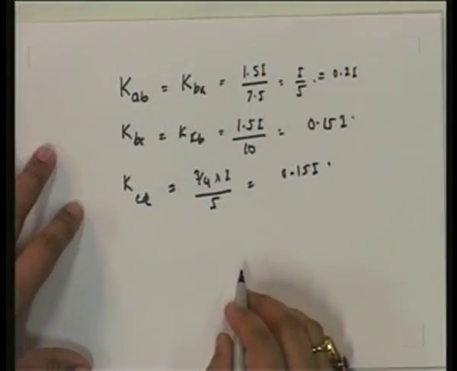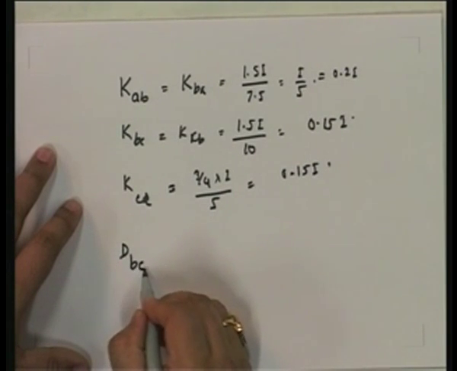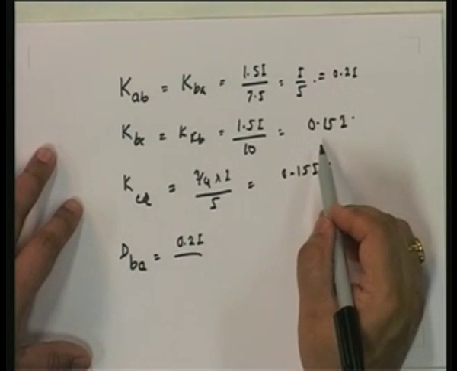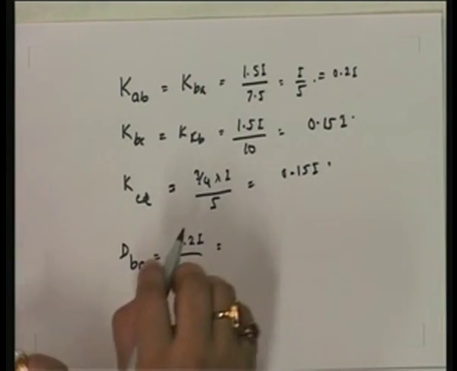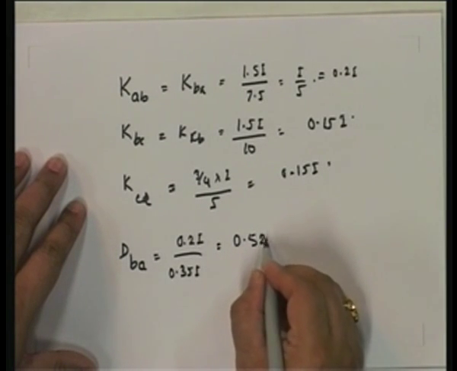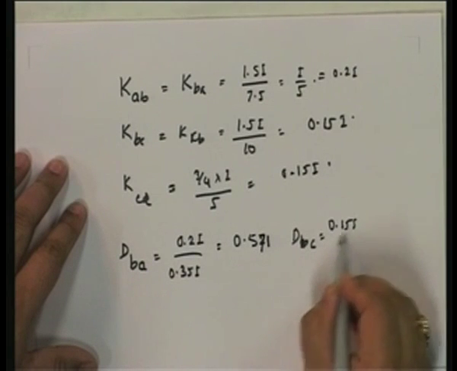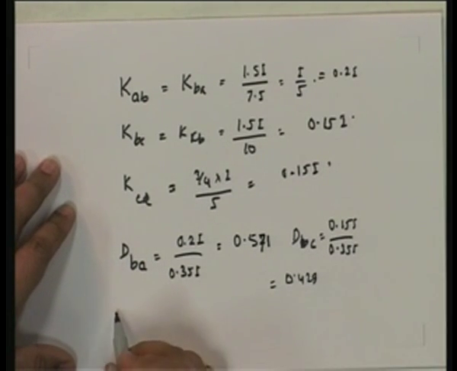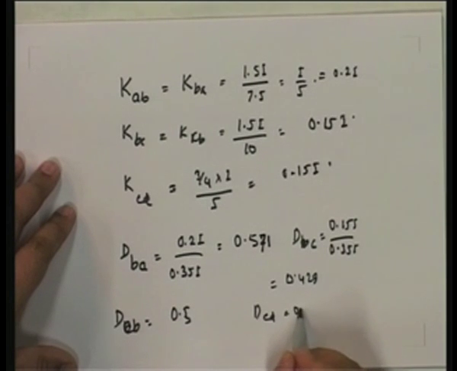Now once we have this, we can find out the distribution factors. There are two joints. Distribution factor BA is equal to 0.2I upon the summation of this, which is 0.35I. So you essentially have 0.571. DBC is equal to 0.15 upon 0.35, which is equal to 0.429. And then finally at C, we have CB, 0.15, so it's 0.5, and CD is equal to 0.5.